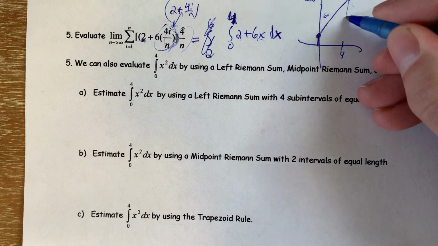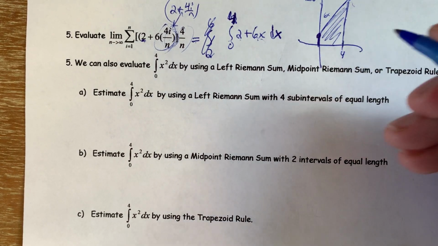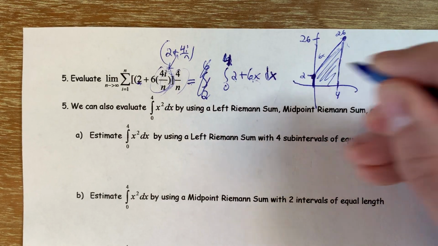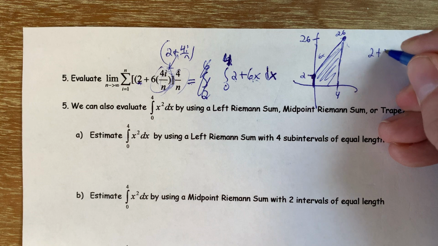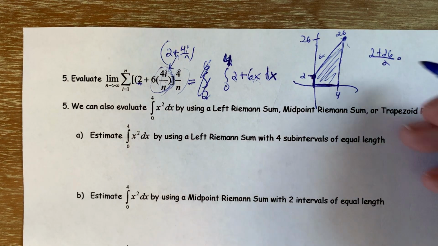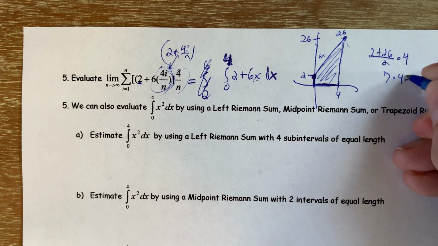And this is a trapezoid. So we can find the area of this using some geometry. The height is 2 here because that was the y-intercept. 2 plus 26 divided by 2 times the height of the trapezoid, which is 4. So 28 divided by 2 is 7. 7 times 4 is 28.